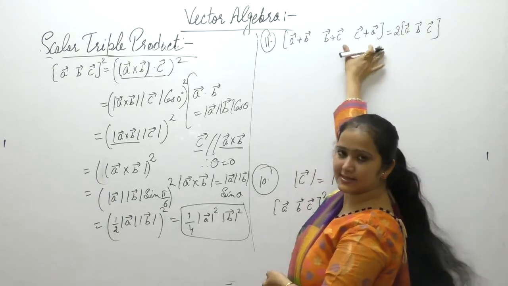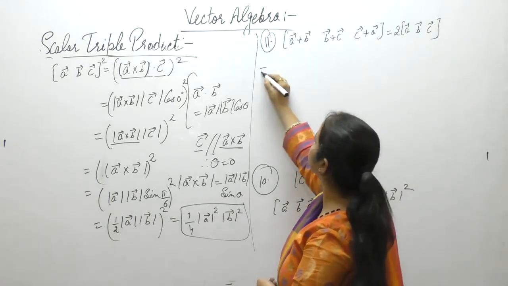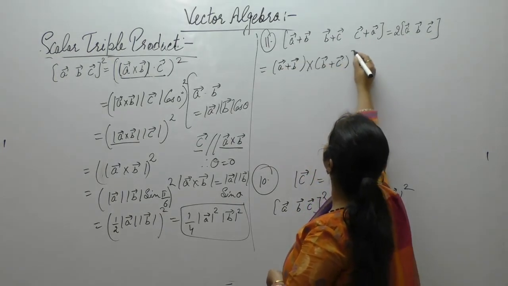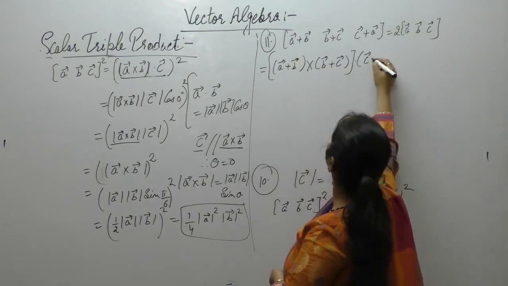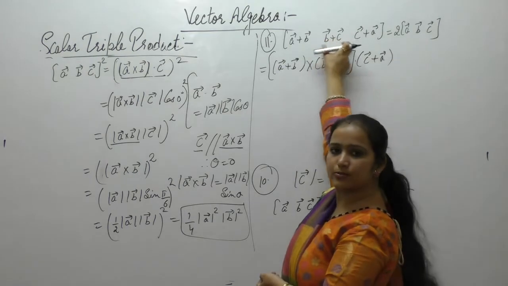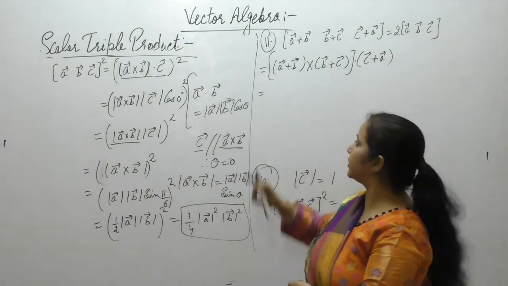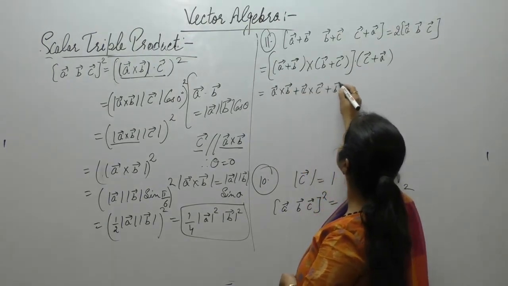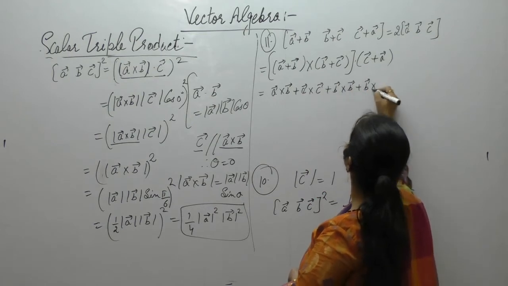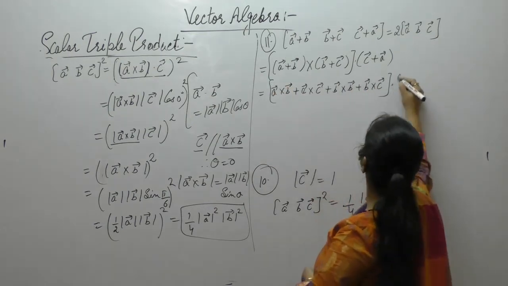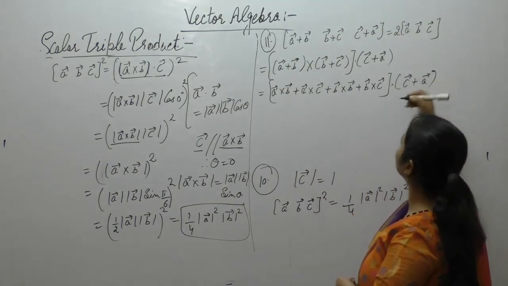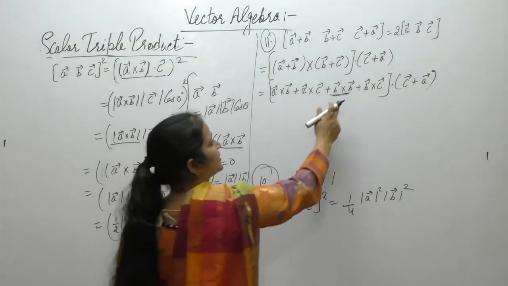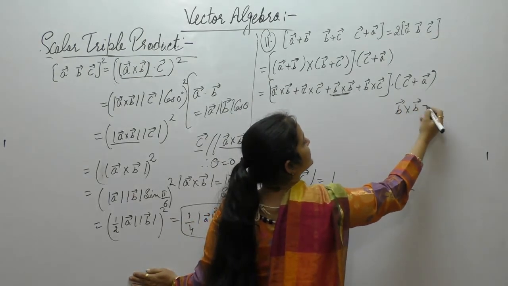So, A, B and C. This is vector A, this is B and this is C. That is equal to A cross B dot C vector. Is it clear? A cross B dot C. Now, solve the cross product. We get A cross B plus A cross C plus B cross B plus B cross C, dot C vector plus A vector. We know that B cross B, the cross product of the same component, has value 0, so B cross B is 0.